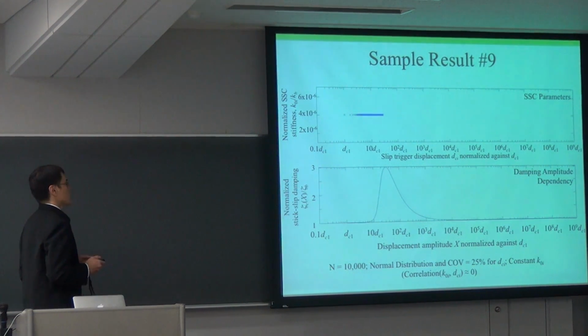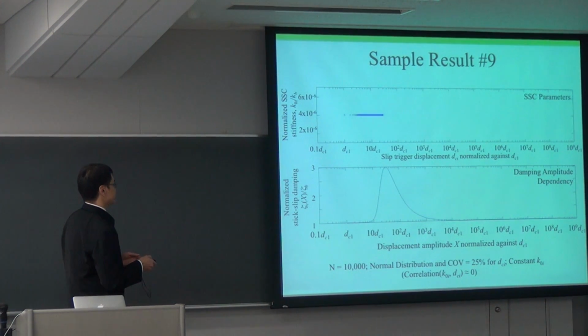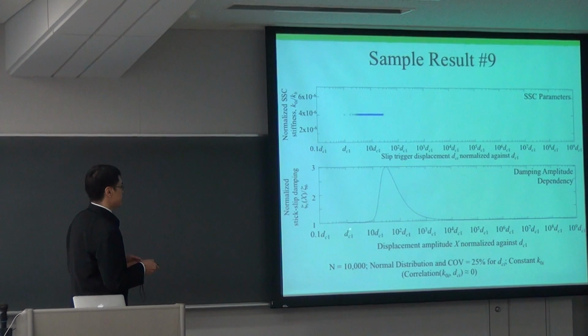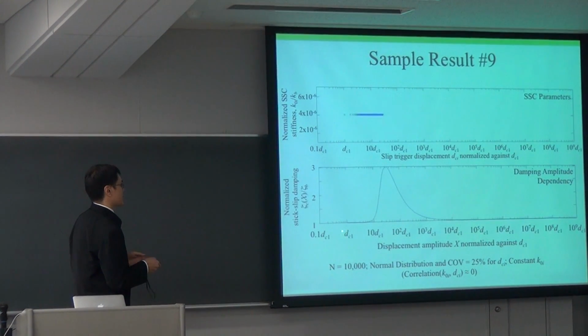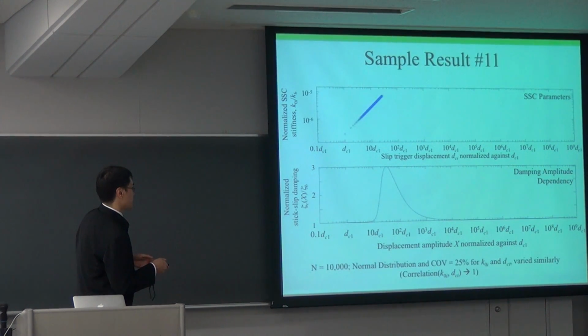And here are some more interesting cases. You can see here, DC1, which is the lowest slip trigger displacement, where the damping starts to increase with amplitude. So it started to increase there, but it only significantly increased after a while at higher amplitude. So these are some different examples with that kind of phenomenon.